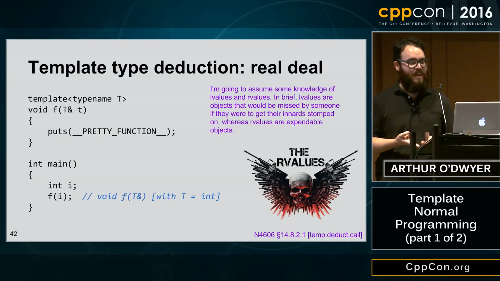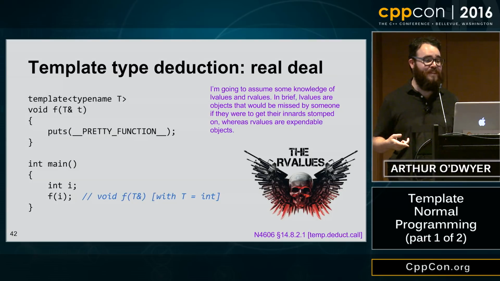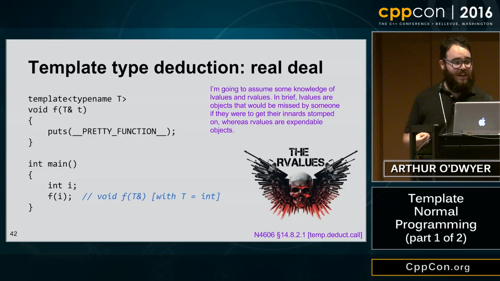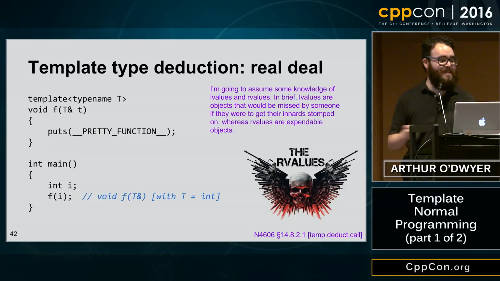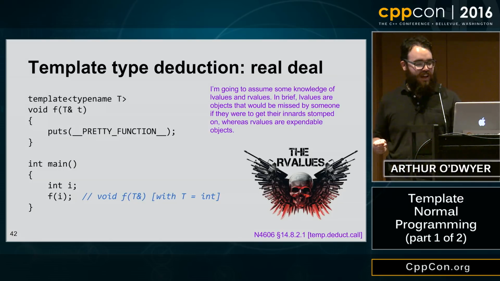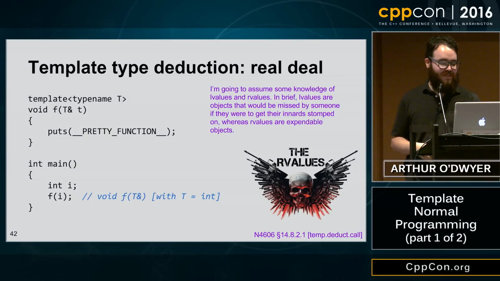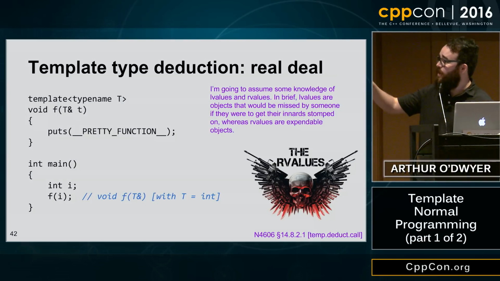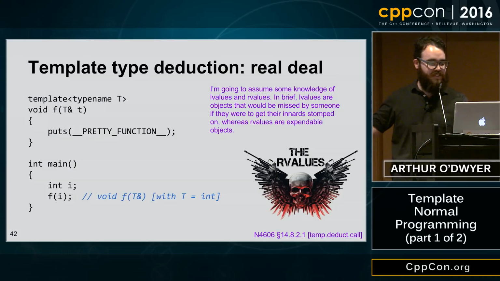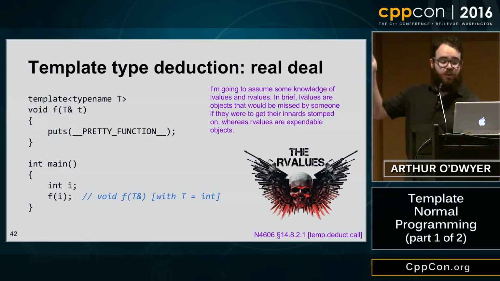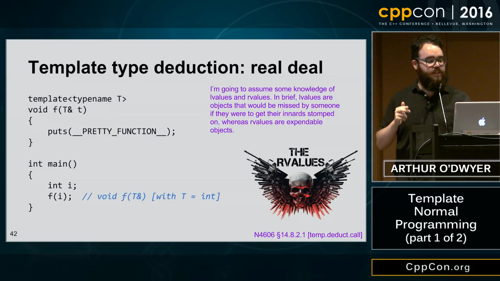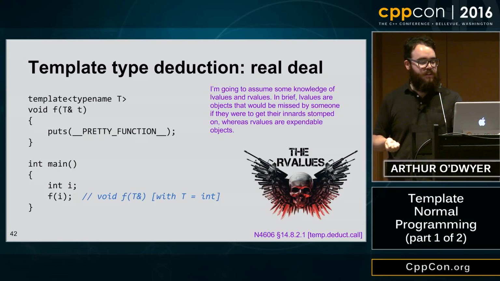In brief, L values are objects that would be missed by someone, such as I, because it's got a name and probably family and friends who would miss it. R values are expendable objects. They're survived by nobody. Nobody will mourn them. And so it's okay to stomp on the R values. But here, I is not an R value. There's no R values in this at all. We have I is an L value. We're expecting an L value. And so we can deduce that, okay, I'm expecting this reference to a thing, and I'm getting a reference to a thing that's an int, so okay, it's an int. Just like the pointer example, kind of. Makes sense, right?